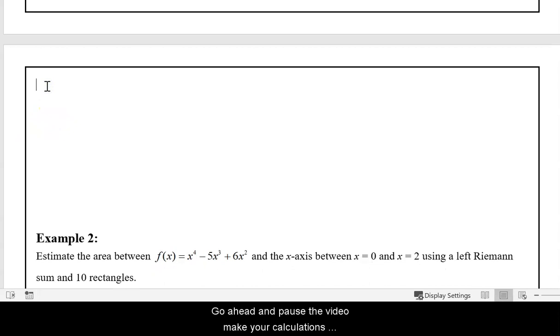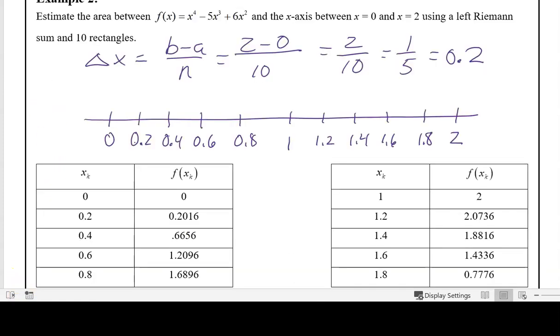Go ahead and pause the video, make your calculations, then turn the video on to compare your result to mine. In the interest of time, I've produced a table for you down here, which represents the left endpoints for a 10 rectangle partition of the interval from 0 to 2. I've also given you the y values at those left endpoints in a decimal notation, since the fractions get a little unwieldy. Again, notice that I've divided up the interval into the 10 equal boxes.